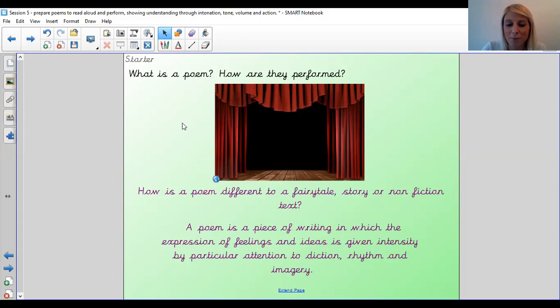Okay, hopefully you know a poem is a piece of writing in which the expression of feelings and ideas is given intensity by particular attention to diction, rhythm and imagery. I feel like there's lots of new words there, and there are quite a lot of new words in your Walt as well. So I'm going to play you a video now that's going to explain to you what poetry is and how it can be performed. Okay, so watch carefully, and then we're going to talk about some of those words that we saw in the Walt, just to make sure we understand what they mean. So let me share this video with you now.